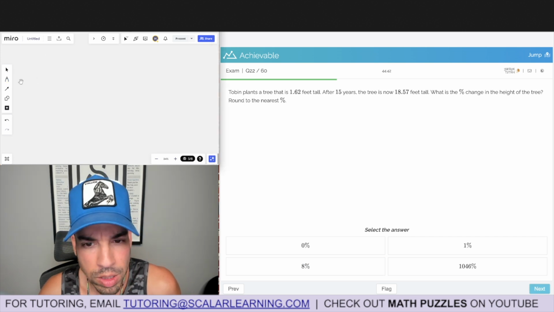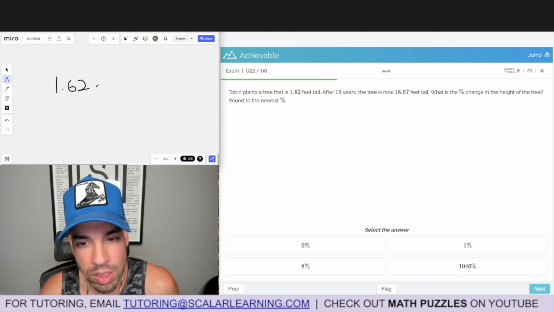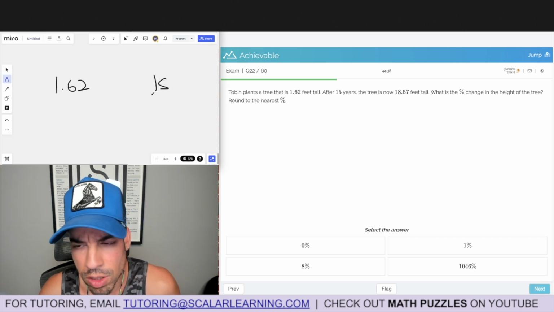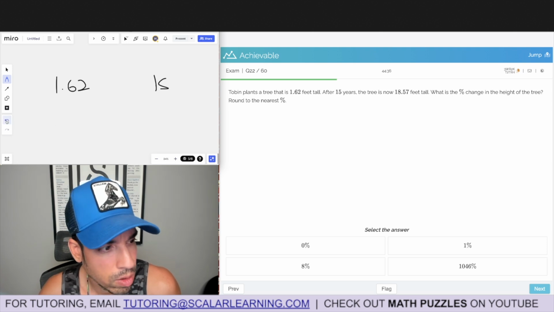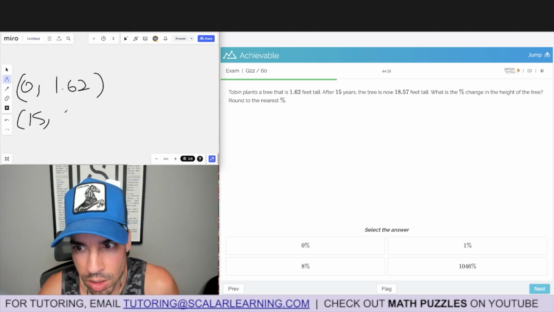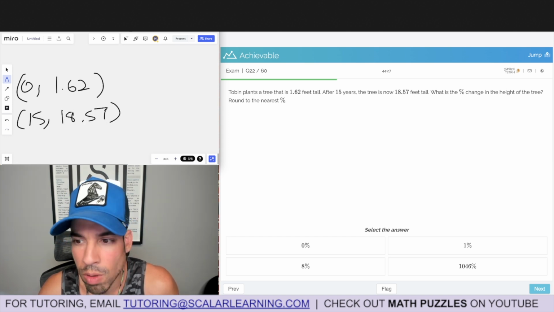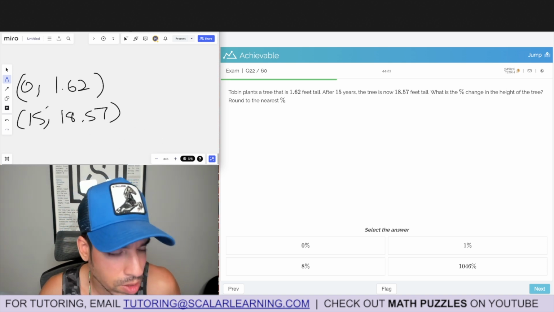Okay, next. Tobin plants a tree that is 1.62 feet tall. After 15 years, the tree is now 18.57 feet tall. What is the percentage change in the height of the tree? So we could say 0 years, it's 1.62. At 15 years, it is 18.57 feet tall. Got it. Oh, they don't even care about the time. So the time is a red herring.